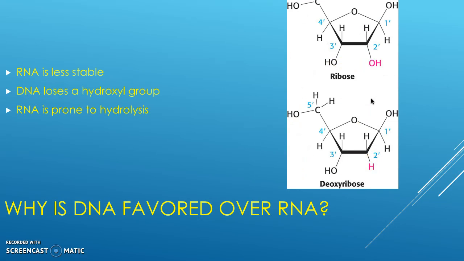So why is this significant? These differences in RNA and DNA can explain why DNA is favored over RNA. Because the hydroxyl group is removed from DNA, it makes it less susceptible to hydrolysis, ultimately making it more stable, which is important because DNA is going to actually store and hold on to genetic information, whereas RNA is more of a messenger molecule and will ultimately be degraded over time.